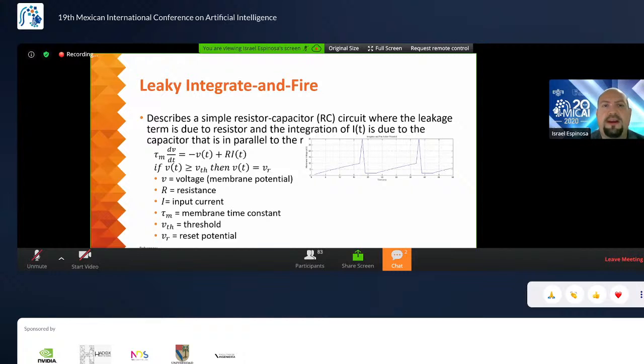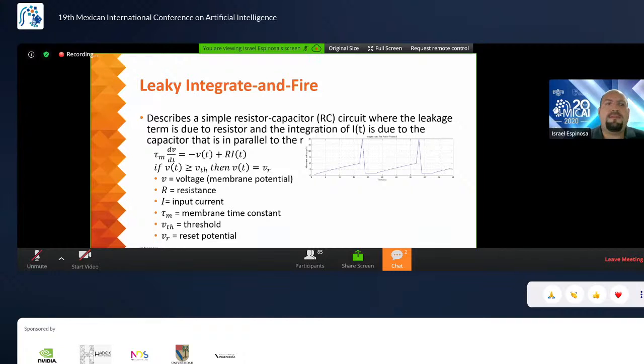This leaky integrate-and-fire model describes a simple resistor-capacitor circuit, where the leakage term is due to the resistor, and the integration of the current at time t is due to the capacitor that is in parallel to the resistance. I just have an error here in my presentation. Anyway, as you can see, it's a first-order differential equation, where the membrane time constant is multiplied by the derivative of the voltage with respect to time, and this equals the negative voltage plus the resistance multiplied by the input current. So this is a simple resistor-capacitor equation.